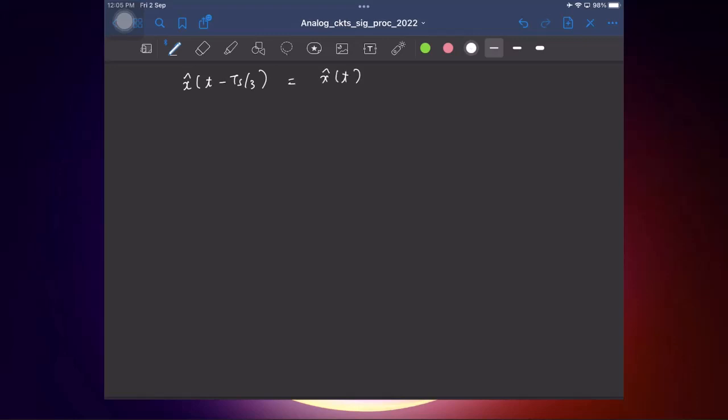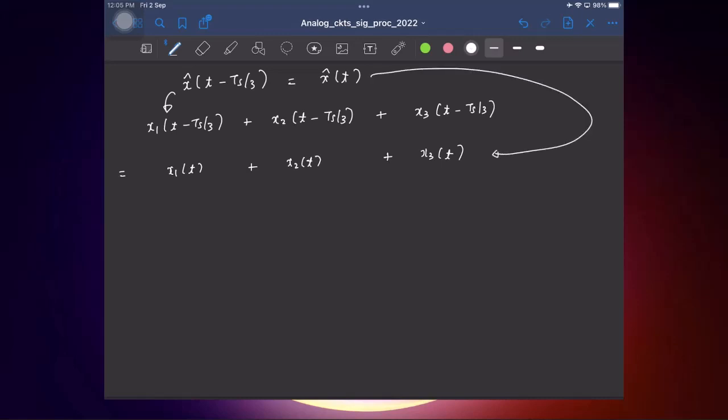And what is x hat of t minus ts by 3? It is x1 of t minus ts by 3 plus x2 of t minus ts by 3 plus x3 of t minus ts by 3. We want this to be equal to x hat of t, which is basically x1 of t, x2 of t, x3 of t. Okay, so basically this is this guy and this is this.